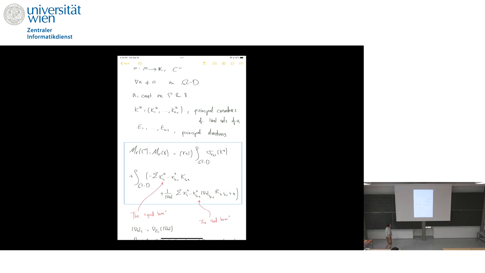Sorry? Oh, n. Yes, thank you. I need 4 indices. That's right. IR minus 1, IR, and n. So this also always includes the normal direction.